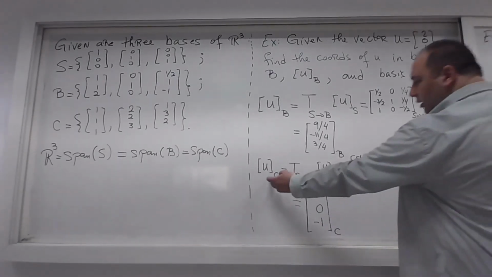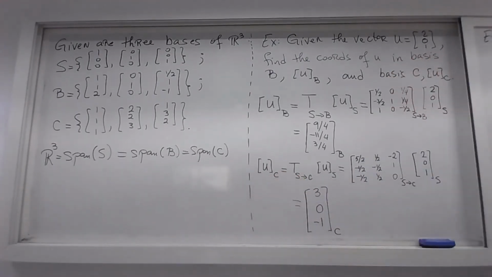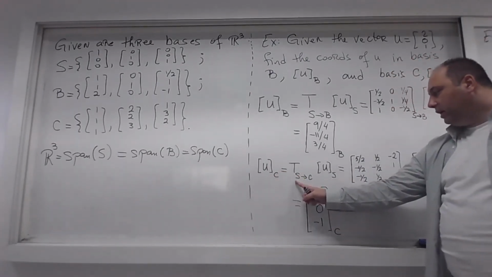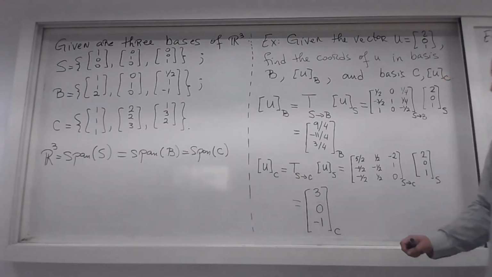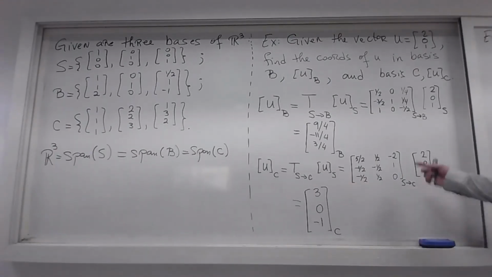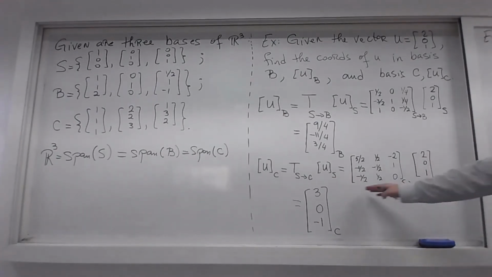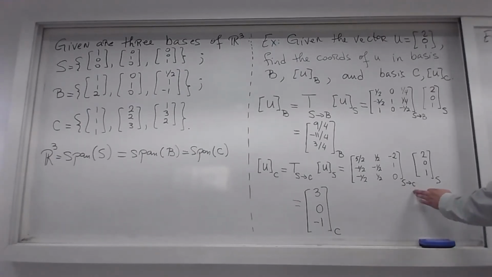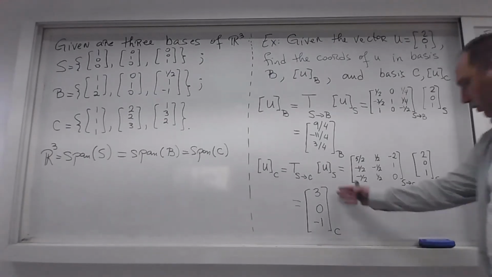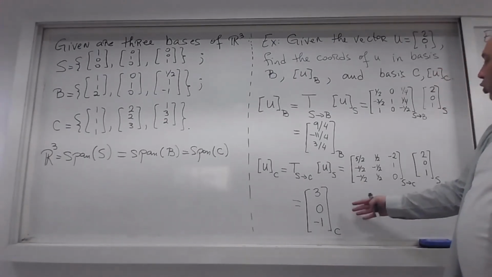Similarly, if we need to find the coordinates of vector u in basis C, we need the transition matrix from standard basis to basis C, which we already computed, and we multiply that matrix by a vector containing coordinates of u in basis S, which is standard basis, so those are just the entries of the vector. We multiply it by the coordinates of the vector in standard basis. After computation, we get the coordinates 3, 0, negative 1. So these are the coordinates of vector u in basis C.